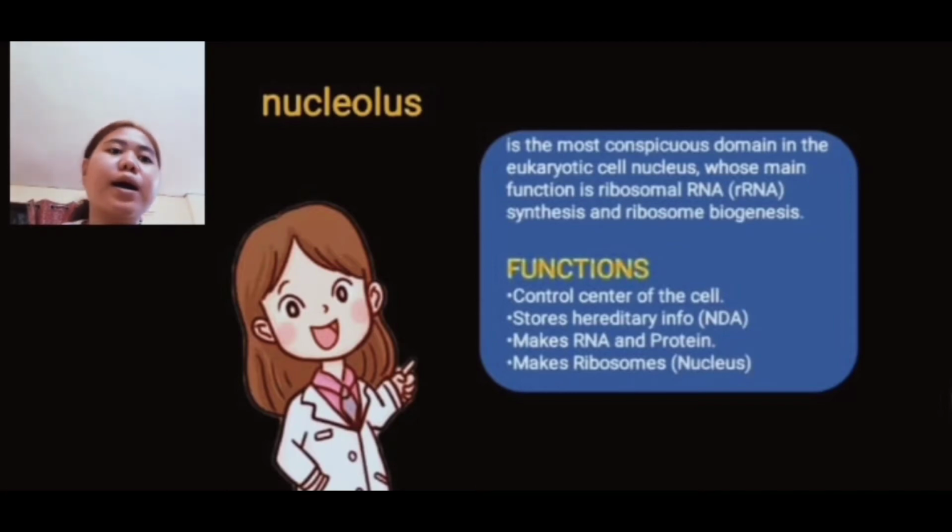So, let's proceed to the function of the nucleolus. The nucleolus is the control center of the cell. Second, it stores hereditary information of DNA. And then it makes RNA and proteins, and also the ribosomes of the nucleus.